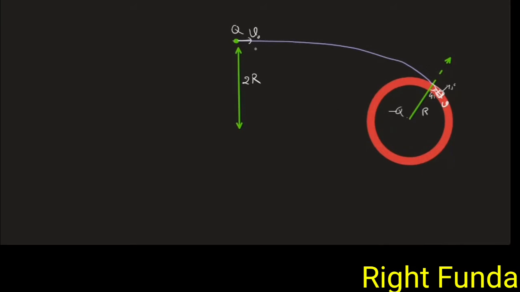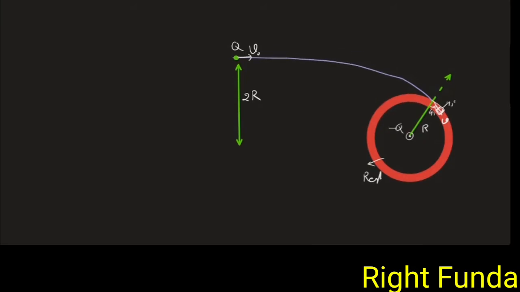Why conservation of angular momentum? Because only one force is acting on the charged particle, and it passes through the center of the sphere. So the net torque about this point is 0. There is a force, but it passes through this point, so the net torque at any moment about this point is 0. So I can apply conservation of angular momentum for the whole system about this point. But the question says the sphere is at rest, so I can apply it for this particle also.